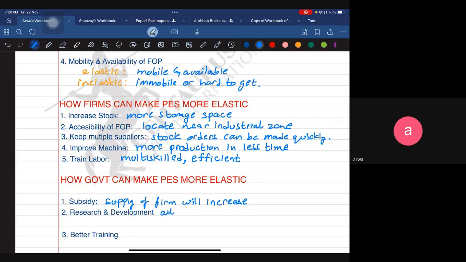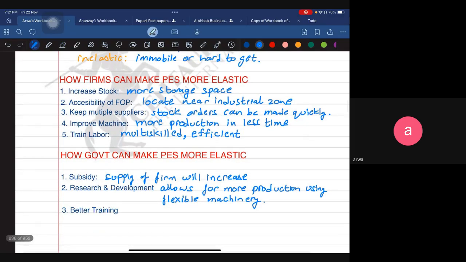So it allows for more production, using flexible machinery, better training. Okay, yeah, if they have better training, it can have a lot of effects.